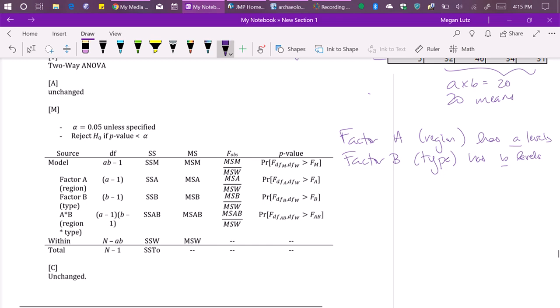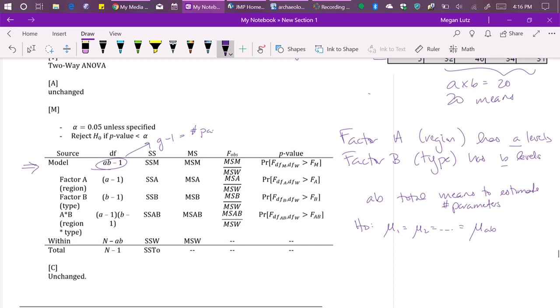I hope that you've looked at the degrees of freedom first, and we see that if we have little a factor levels for factor A and little b levels for factor B, that means we have A times B total levels. So that would mean that we have A times B total means to estimate. So that would be the total number of parameters that we are interested in. And so if we look at this overall model, if we remember that null hypothesis from before, that would be mu1 equals mu2 all the way up to mu A times B. So this is still in that framework of G minus 1 parameters for that whole model. So this is still the number of parameters minus 1 for our degrees of freedom.